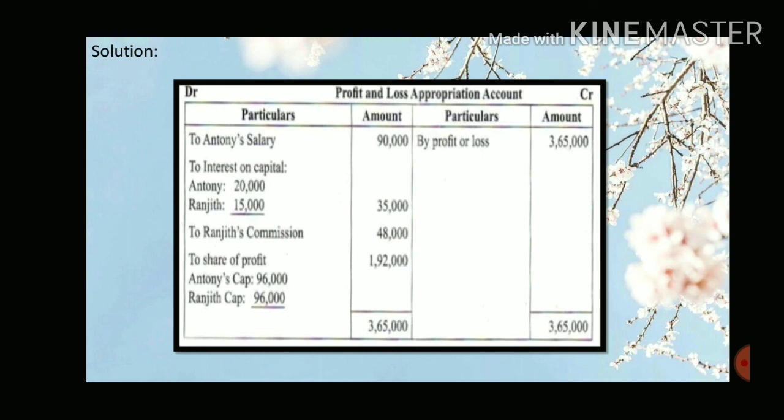Then when the fixed capital method is adopted by a firm, current accounts are opened for each partner apart from the capital account of each partner. Then for maintaining partners' capital accounts, there are two methods: one is fixed capital and another one is fluctuating capital. When the fluctuating capital method is followed, all the adjustments regarding additional capital introduced, share of profit, interest on capital, interest on drawings, etc. are done in the capital account.